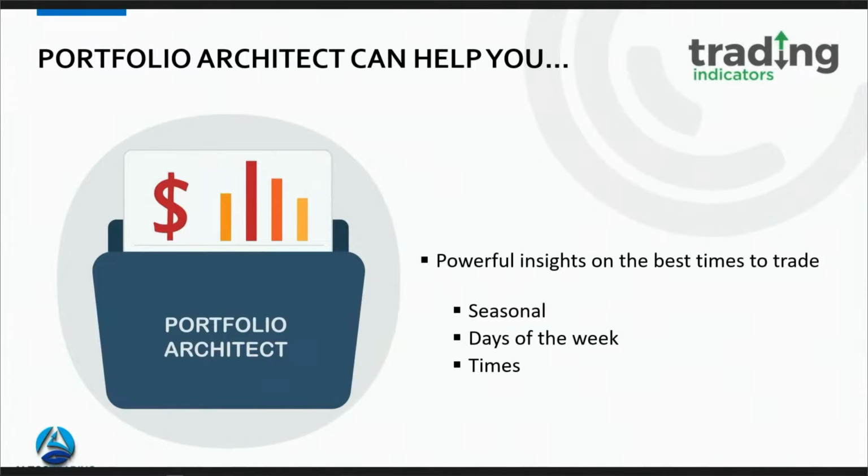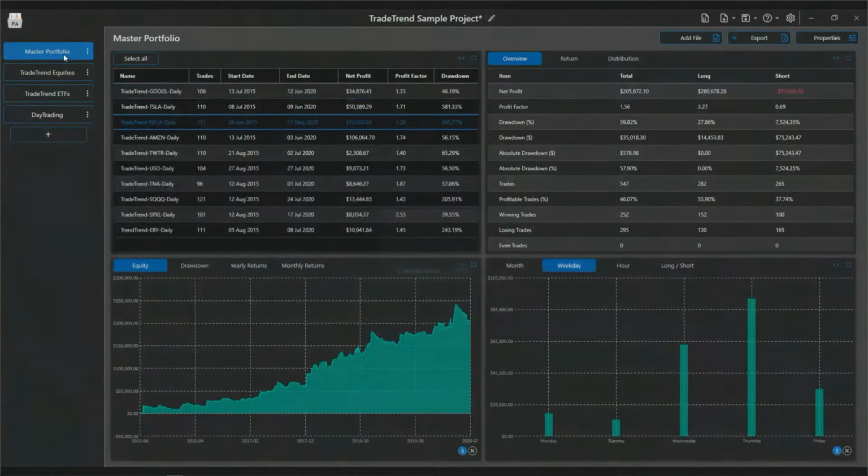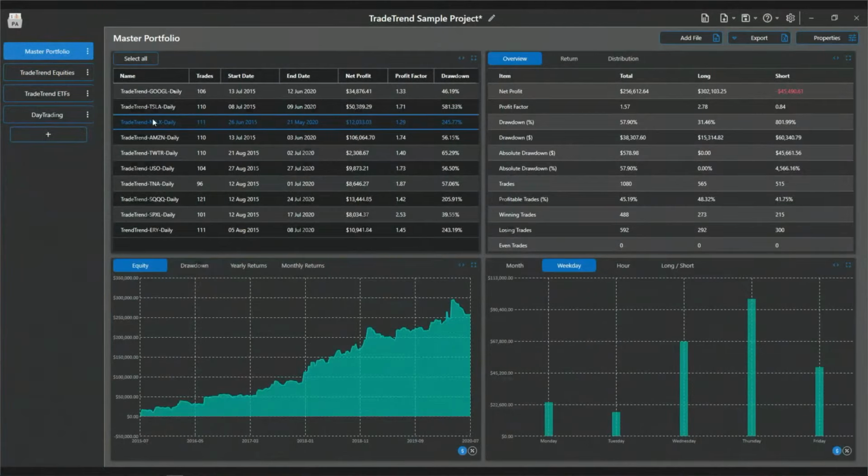All right, so much theory. Now let's go right ahead and demo the tool. So this is the interface that you can expect from the Portfolio Architect. What you can see here on the left-hand side are all the strategies that are currently in your portfolio. We just select the master portfolio up here.